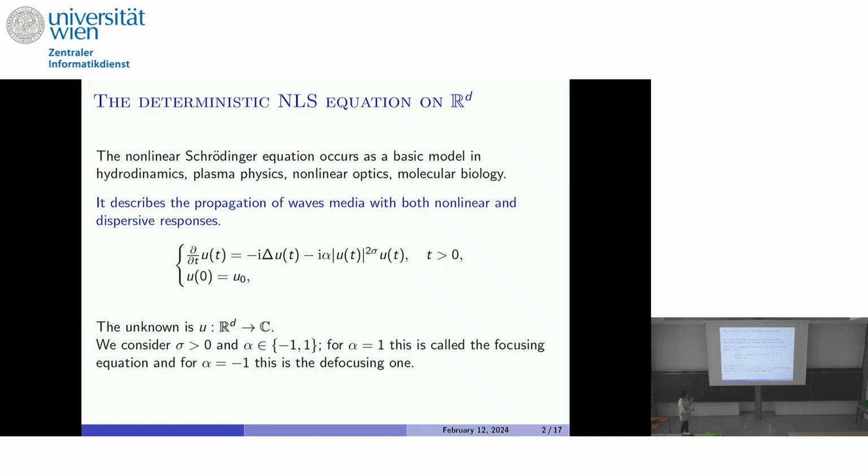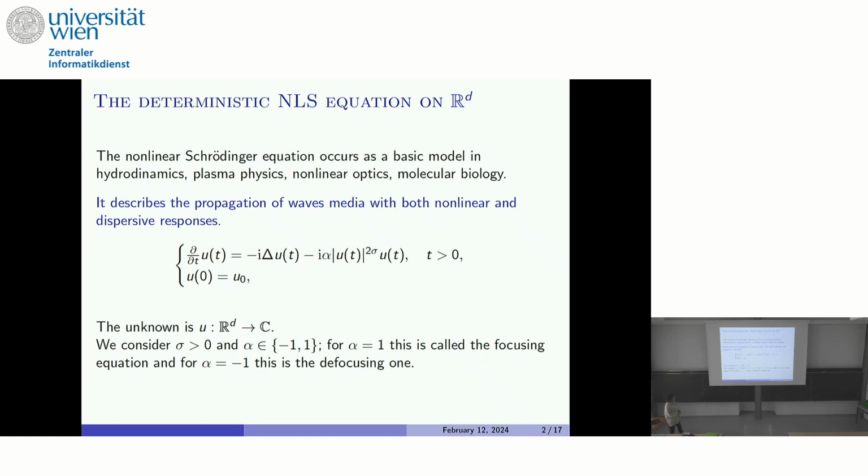So the nonlinear Schrödinger equation appears in many areas of physics, and it describes the propagation of waves where we have both a dispersive term, i Laplacian, and a nonlinear term, which is a power nonlinearity. So the solution is a complex valued solution, and we consider the case where u is defined on the full space, so we work on R^d.